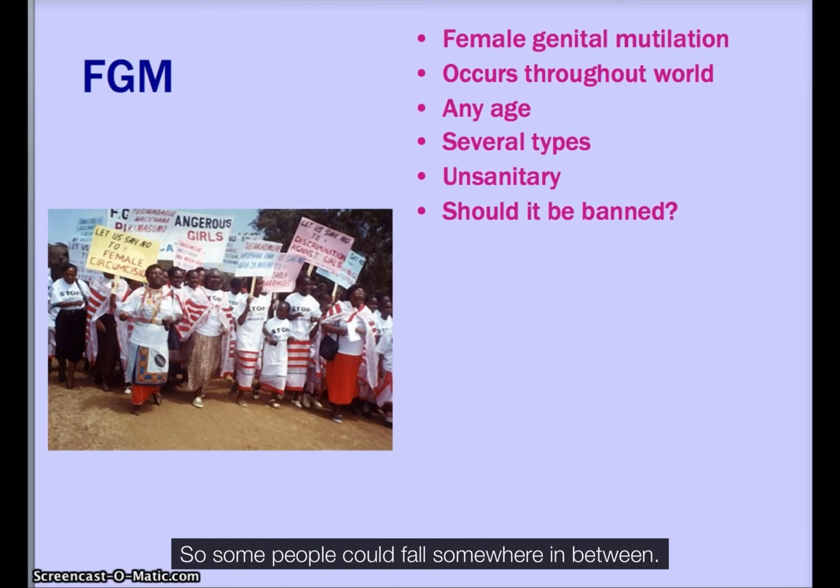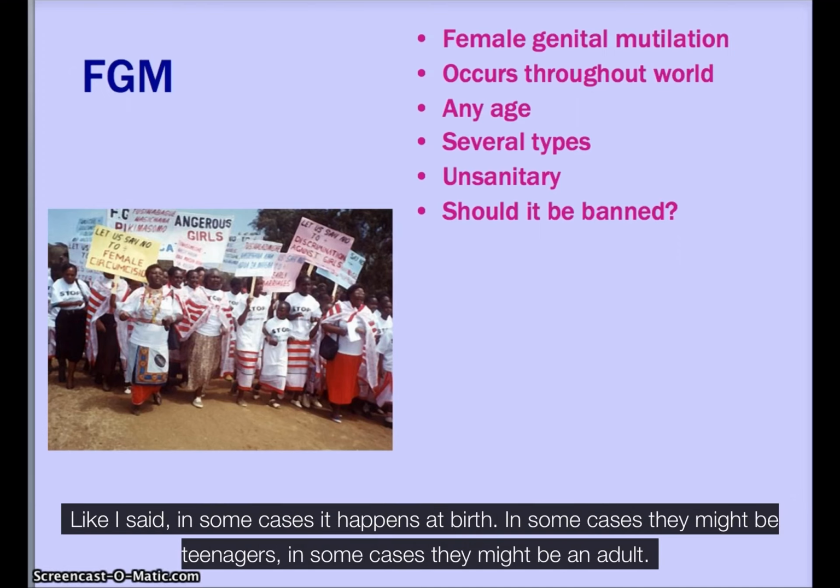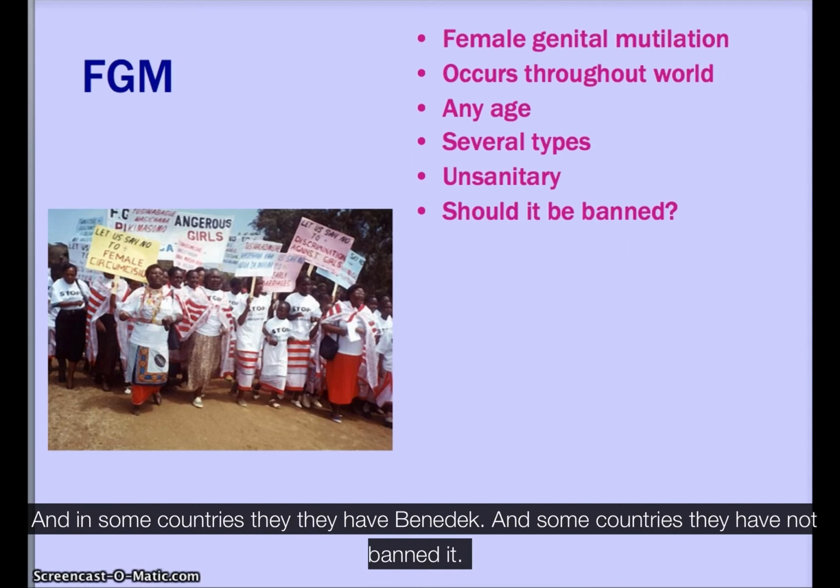So some people can fall somewhere in between. It is a very interesting topic because there are so many variations to it, and it is done so differently in different parts of the world. Like I said, in some cases it happens at birth. In some cases they might be teenagers. In some cases they might be an adult. And in some countries, they have banned it. In some countries, they have not banned it.